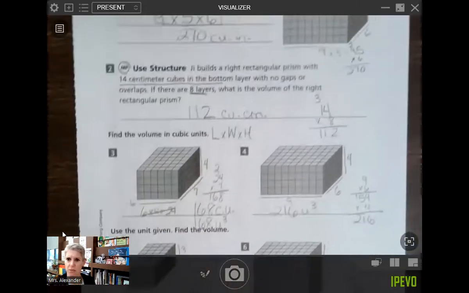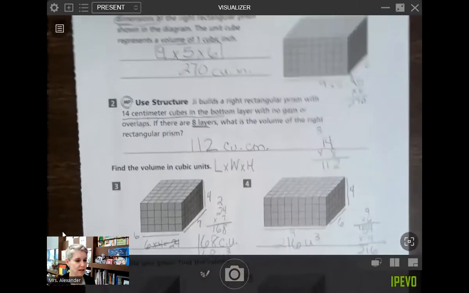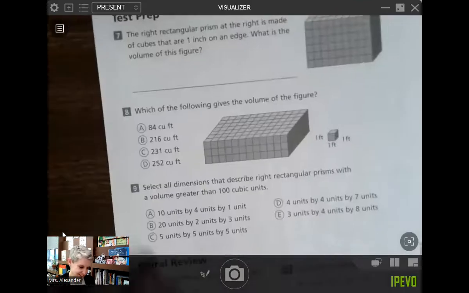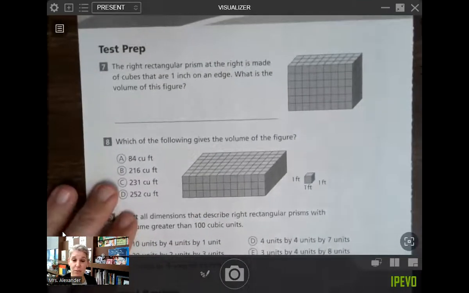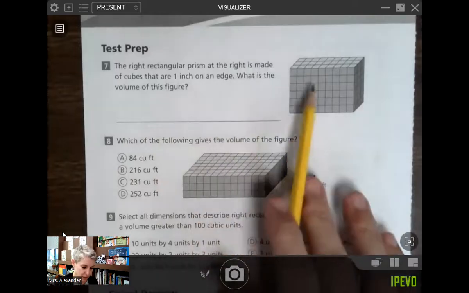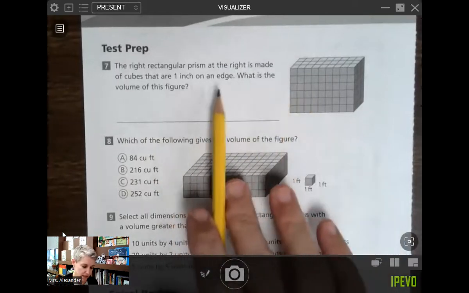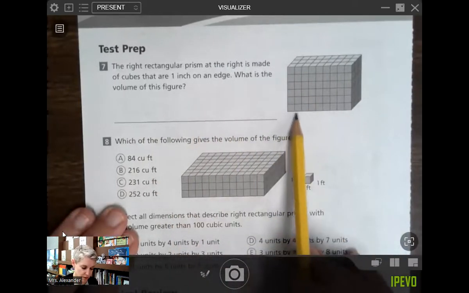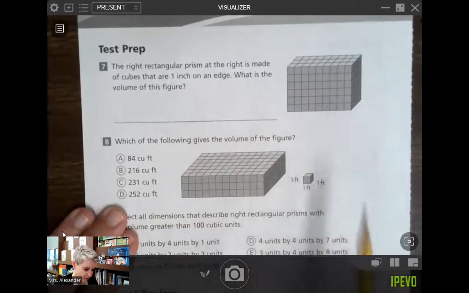Are there any others? Maybe you caught me on a different challenge. Not that one. Let's look at our test prep on the other side. If you want to pause the video here and complete this side if you haven't already, and then come back and check your answers. The right rectangular prism at the right is made of cubes that are 1 inch on an edge. What is the volume of the figure?